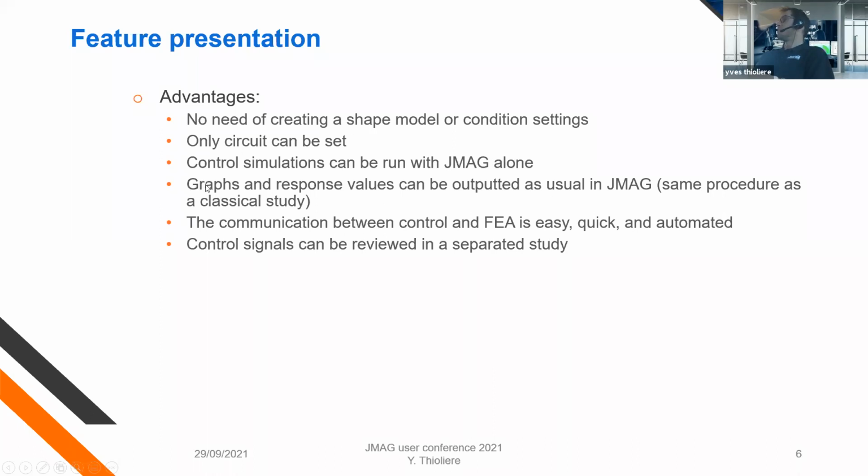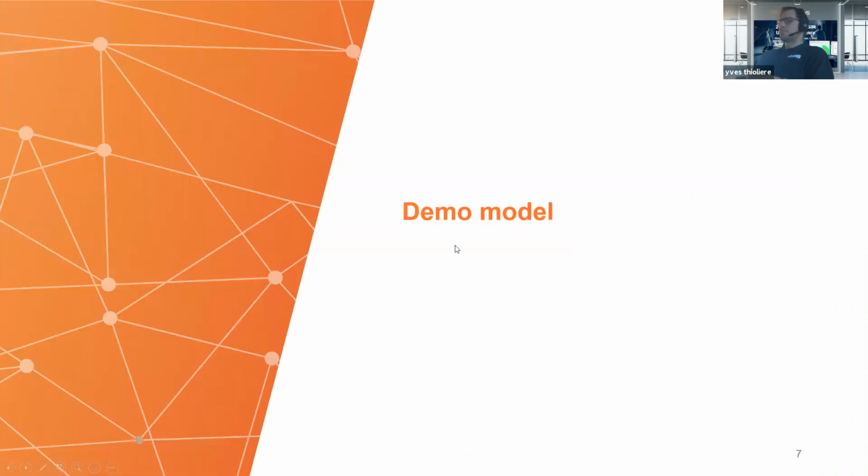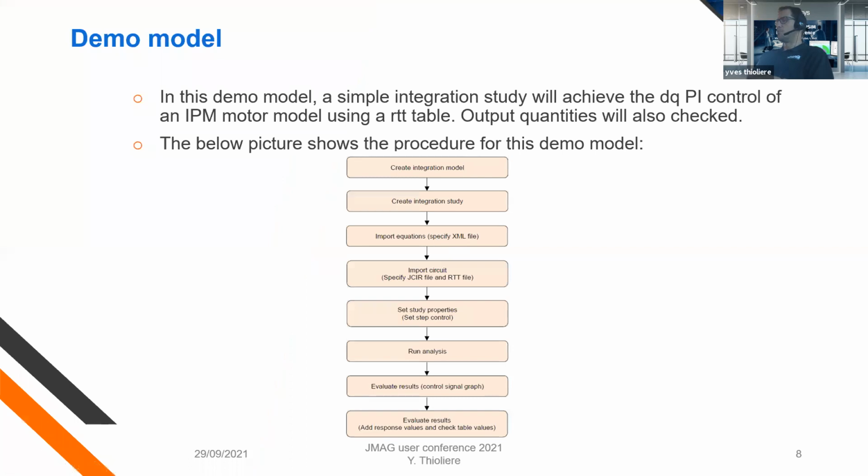And of course, you've got the advantage because you know JMAG, you know the interface of JMAG, so you can use the classical response graph values. It's the same and usual procedure in JMAG. So the communication between the FEA and the control is easy, quick, automated, and very stable. You can also review the control signal in a separate study, so it's easier to check. So let's go for the demo model.